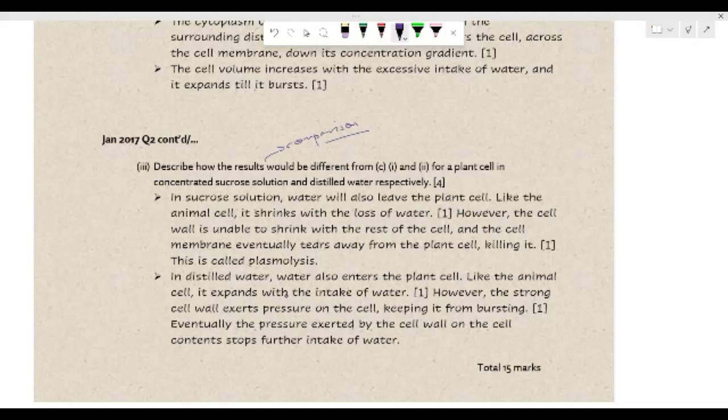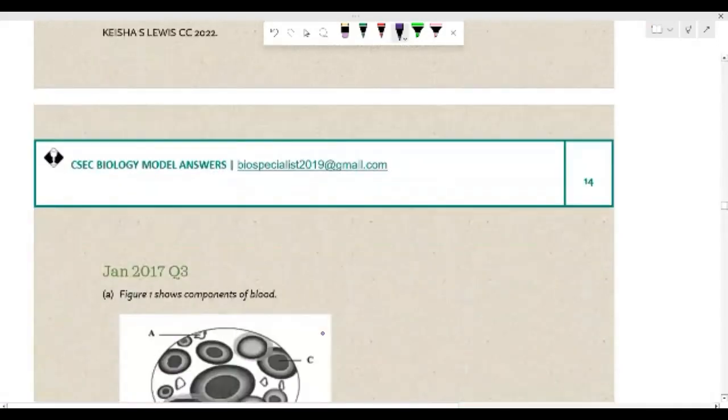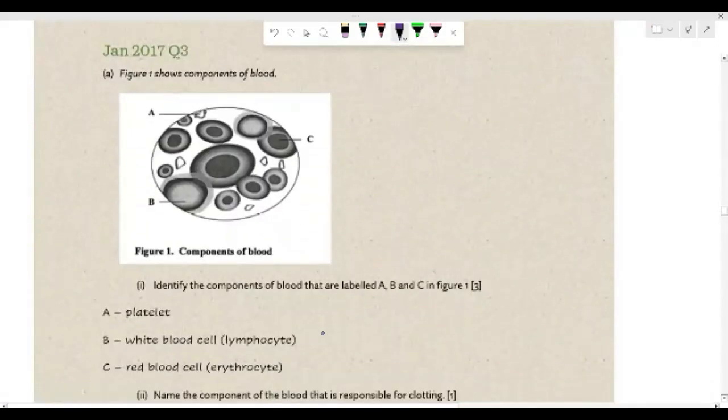All right. And this is just another aside, that eventually the pressure by the cell wall will actually stop the cell from taking in more water. Right? So it's not like it's going to be taken and taken and taken. Eventually, the cell wall is going to exert that kind of pressure on the cell so that it no longer takes in any water, right? And so that's question 2. A lot faster this time, right?